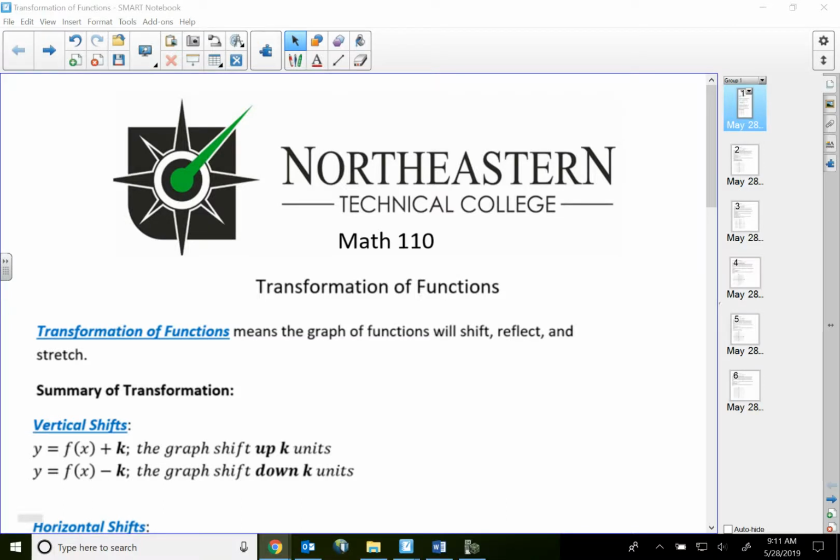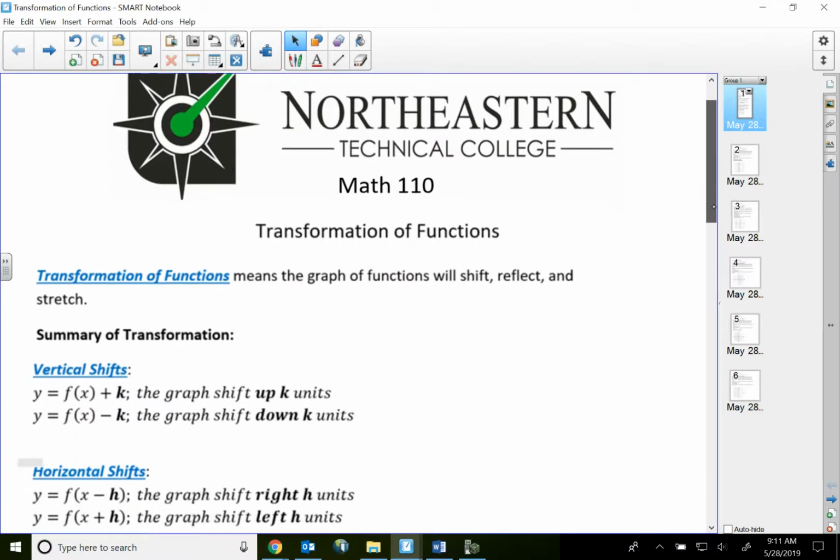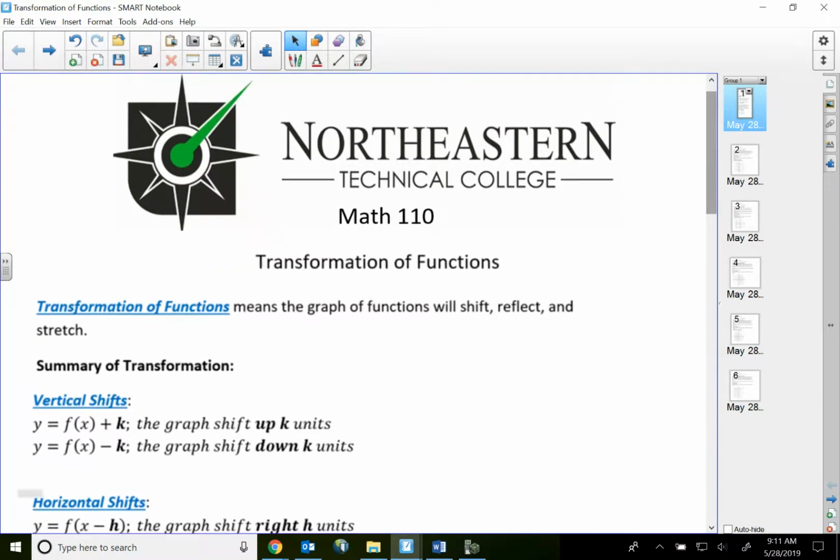In this lecture video, let's take a look at what we call the transformation of functions. We kind of talked about this before when we introduced the parabola. Transformation of functions means the graph of the function will shift, reflect, and stretch or compress. It's basically how the graph is going to be transformed from the basic or common type of functions, or the graphs of the common type of functions.